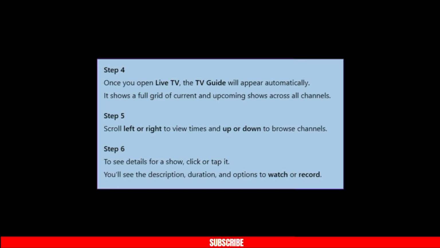Now, once you open Live TV, the TV guide will appear automatically. It shows a full grid of current and upcoming shows across all channels. You just have to scroll left or right to view times and up or down to browse channels.